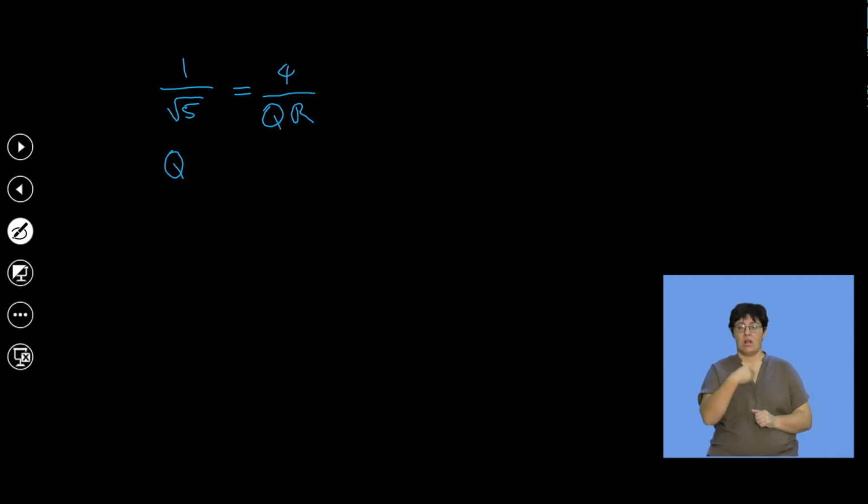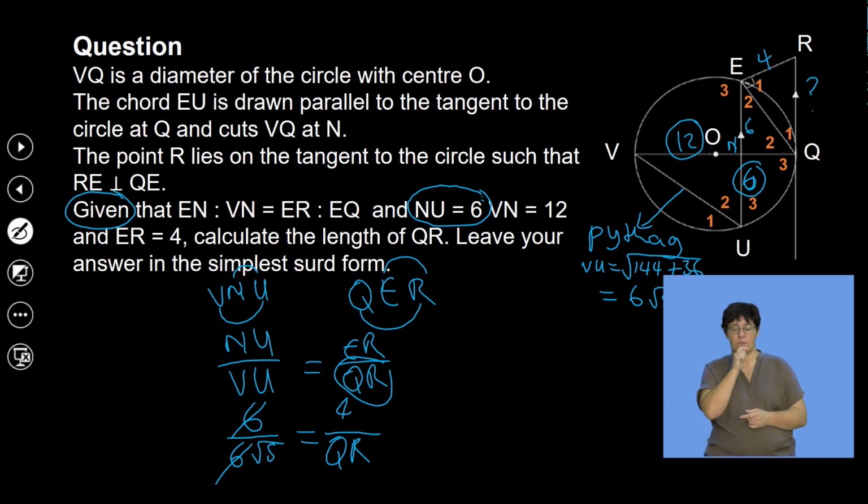Therefore, my QR is equal to 4 square root of 5. You can't simplify this further. Remember what the instruction was: you need to leave your answer in the simplest surd form. So don't then go to your calculator to get this in decimal form.